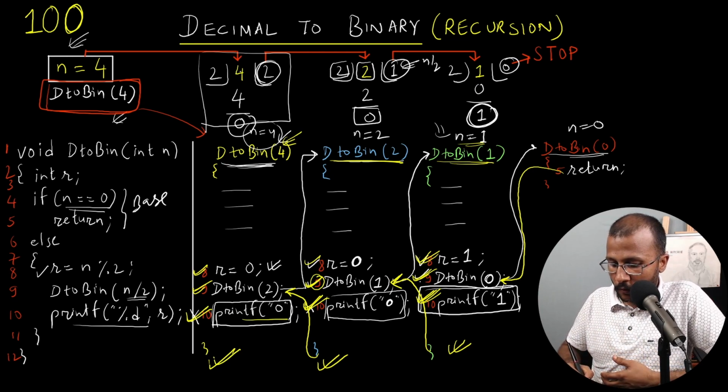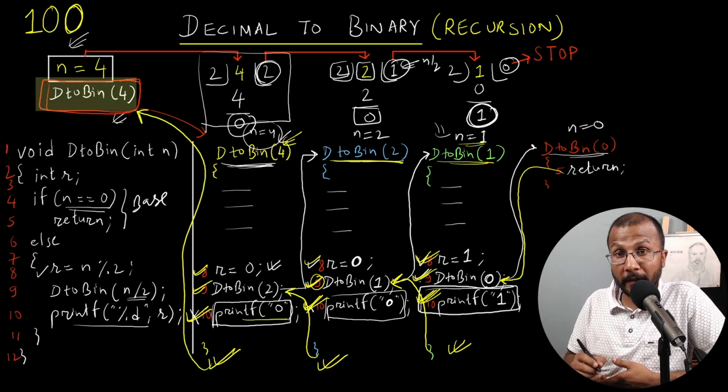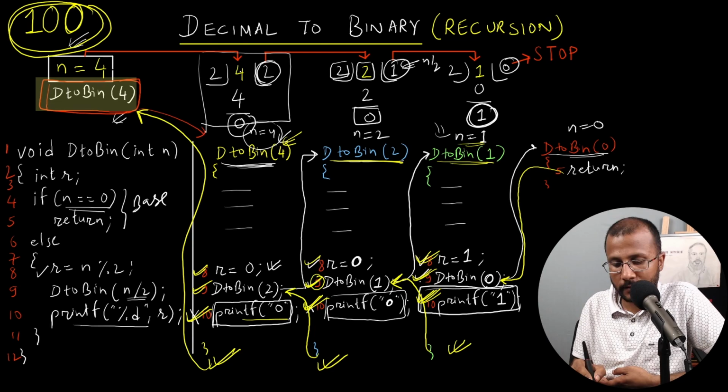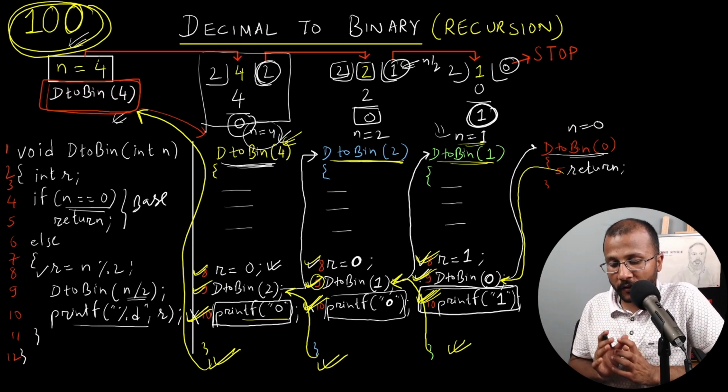Now it will give the control back to the function where it was called. So this was called by the decimal to binary 4 from the main function. So in the main function, the control is returned and then the main function will keep on executing until it reaches the end of the statements. So finally, if you see, the output is 100, which is the correct output because the binary of 4 is 100. So I hope you have understood how decimal to binary really works.